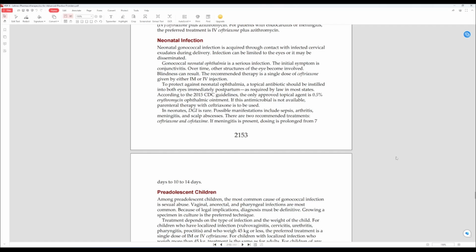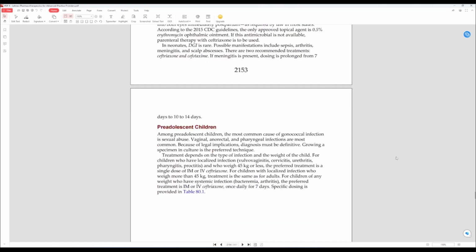In neonates, DGI is rare. Possible manifestations, however, include sepsis, arthritis, meningitis, and scalp abscesses. There are two recommended treatments, ceftriaxone and cefotaxime. If meningitis is present, dosing is prolonged from 7 days to 10 to 14 days.